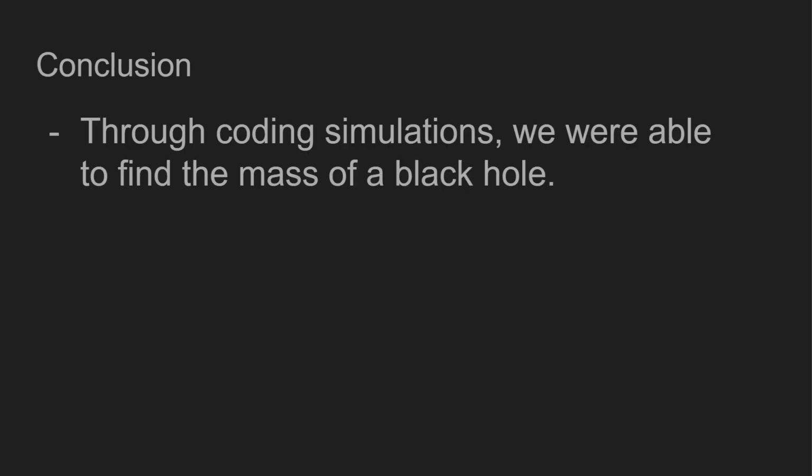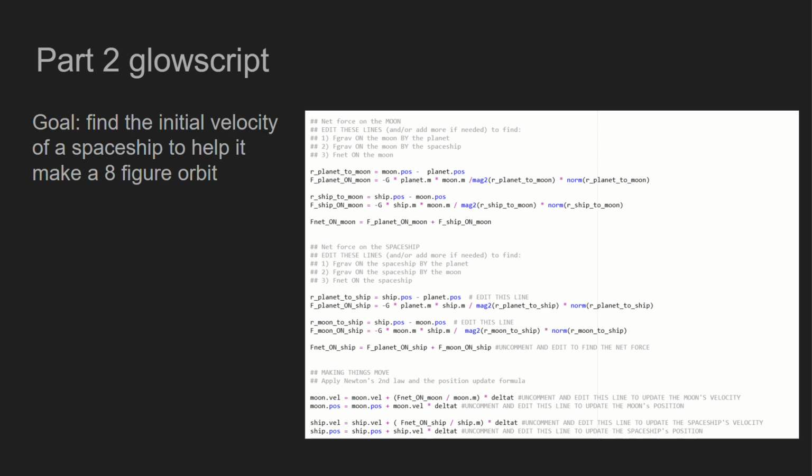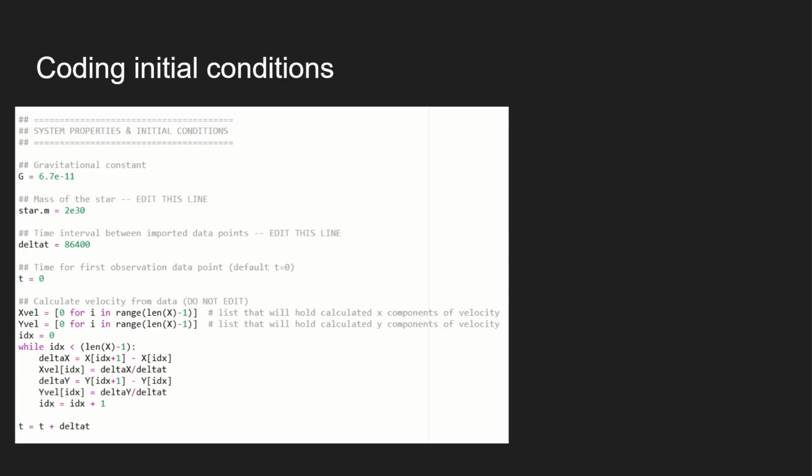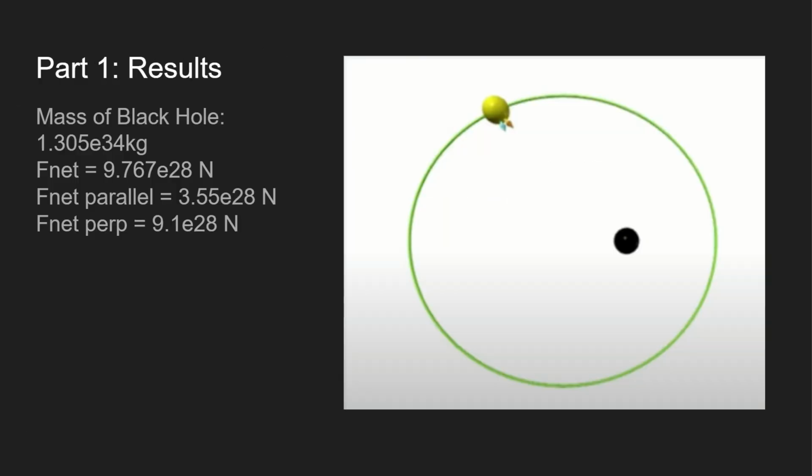So in conclusion, through coding simulations, we were able to find the mass of a black hole. And then let's go back. So here, we did find the mass of the black hole. And then for part 2, we got relatively close to figure 8, but not exactly.